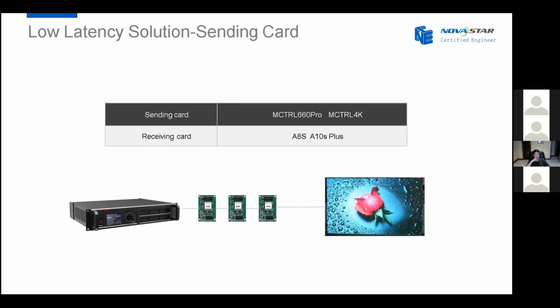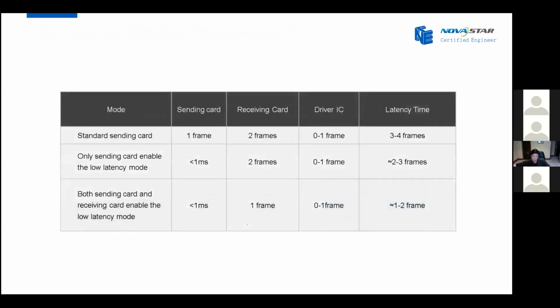But how much can we improve the latency? What can we reduce it to? Here's a chart that shows more details about the latency improvement. But before we check the details, I would like to clear up one thing about low latency. The low latency features for the sending card and the receiving card are independent of each other, which means you can enable low latency for just the sending card or just the receiving card. But what we recommend is to enable low latency mode on both the sending card and the receiving card to get a better experience.